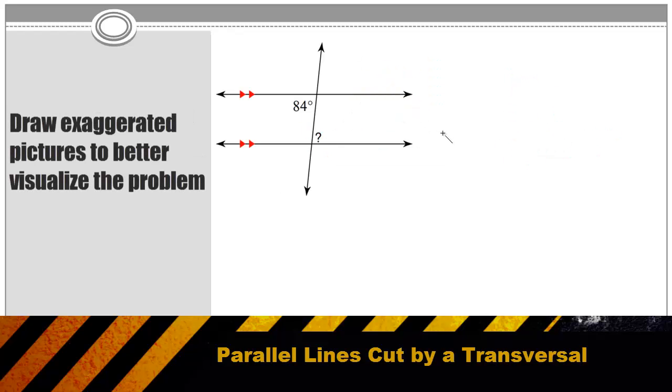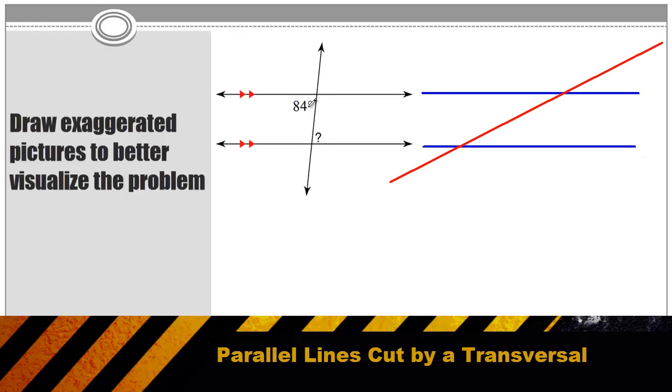If you have difficulty visualizing which angles are the skinny and fat angles, you can redraw the picture in a much more exaggerated way. So I could draw my original picture like this. Now it's easy for me to see that my 84-degree angle is going to go in the bottom left position on my top intersection. That makes it a skinny angle. That means every other skinny angle is also 84 degrees. And every other fat angle would have to equal 96 degrees.